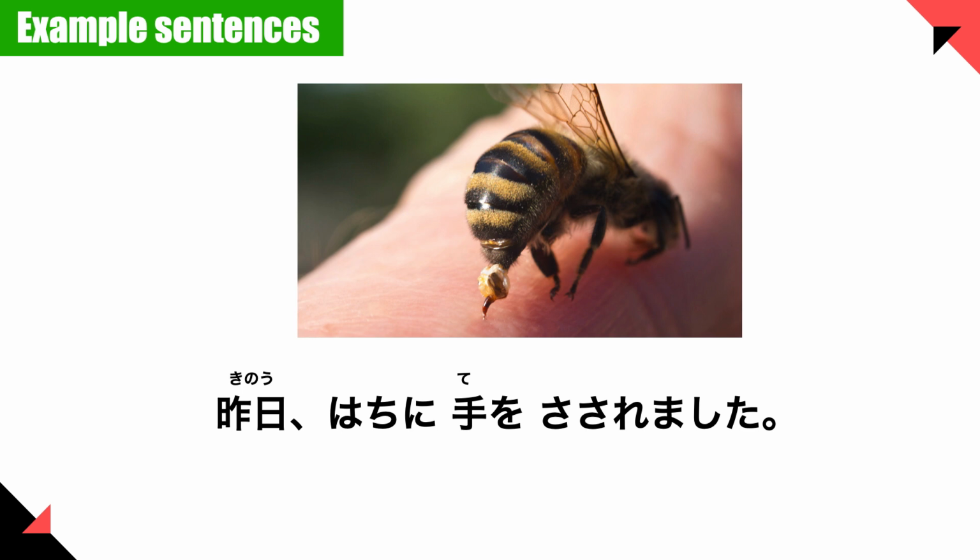Next example sentence. 昨日、蜂に手を刺されました。I was stung by a bee yesterday. So if you translate this literally, that means my hand was stung by a bee yesterday. 昨日, that means yesterday, 蜂に, by a bee, 手を刺されました。手, that means hand, 刺す, that means to stab or sting, and that becomes 刺されました to make the passive form. 刺されました, was stung or was stabbed. Right, 昨日、蜂に手を刺されました。I was stung by a bee yesterday, or my hand was stung by a bee yesterday.